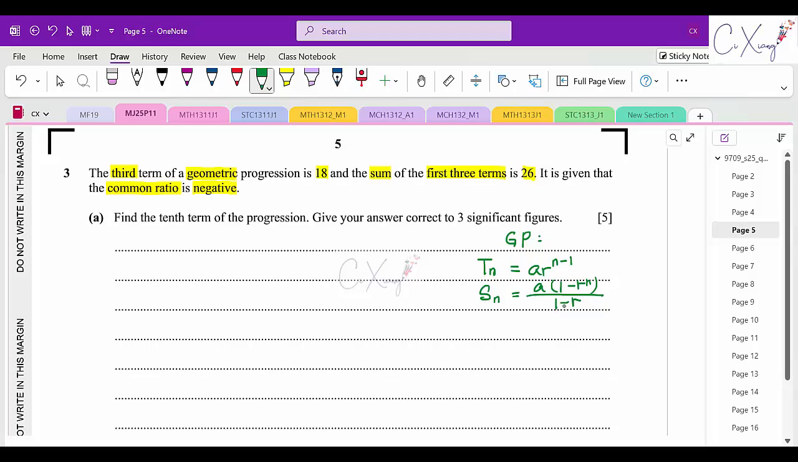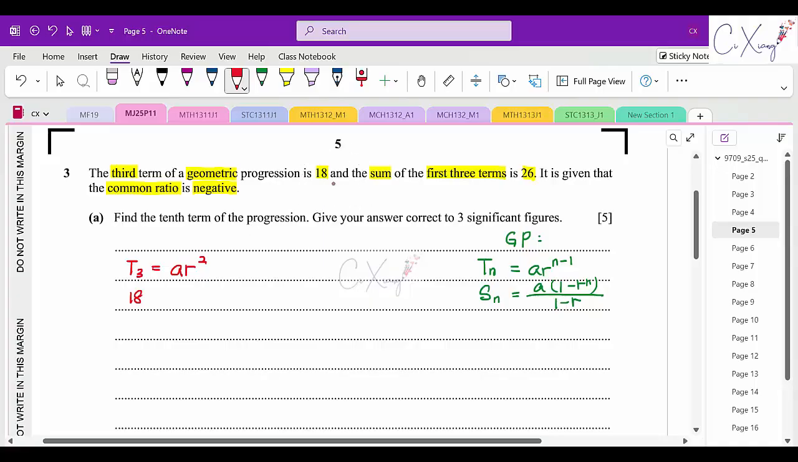Then let's see how we can apply these formulas to solve the question. We are looking for the third term, which is T3. According to this formula, I have AR to the power n minus 1. I don't know the value of A, and I also don't know the value of R, but I know that n minus 1 is 3 minus 1, which equals 2. They tell us that this term has the value of 18, so I let 18 equal AR to the power 2. From here, A equals 18 over R squared. I will take this as my first equation.